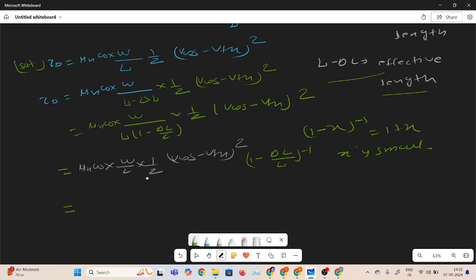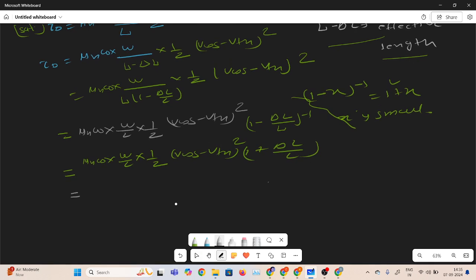So I can write it like so. Here, this is the mu1 Cox and W by L into 1 by 2, and (VGS minus VTH) whole square, and if I write it like 1 plus delta L by L. So with the help of this mathematical equation, I write. Okay, now.